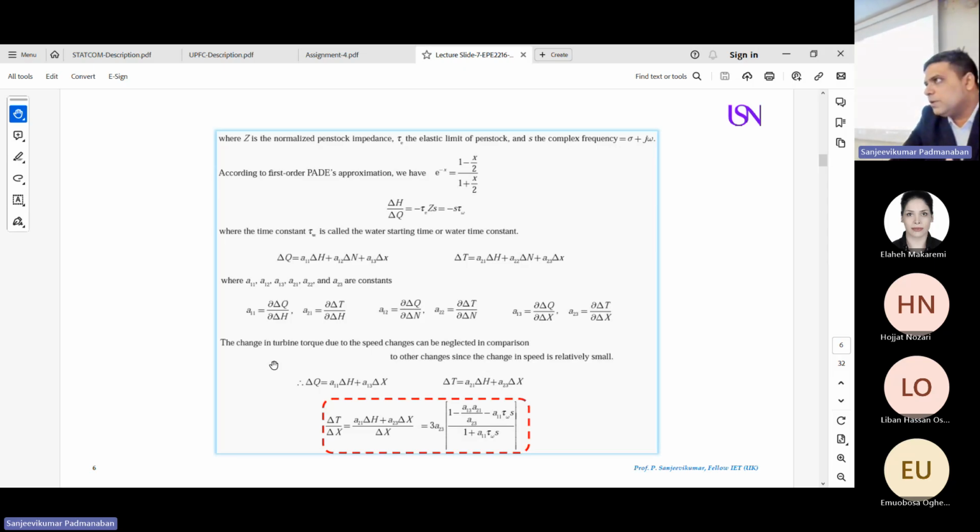Why do you get a change in speed? Because you have a small change in the discharge of water. The water which enters your turbine through the penstock has a small change in the flow rate. So that's why you have a change in the torque.